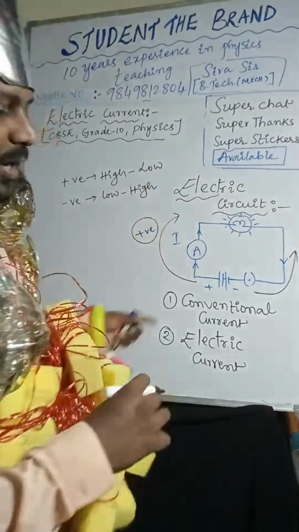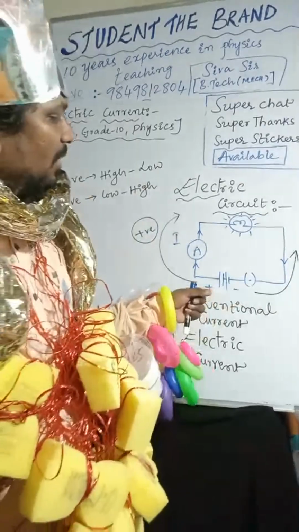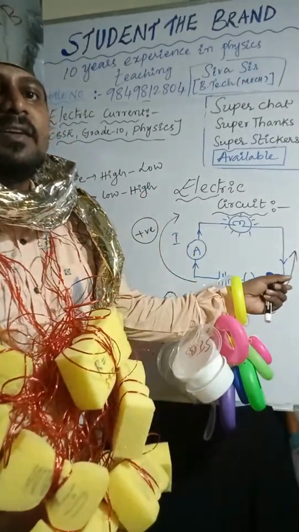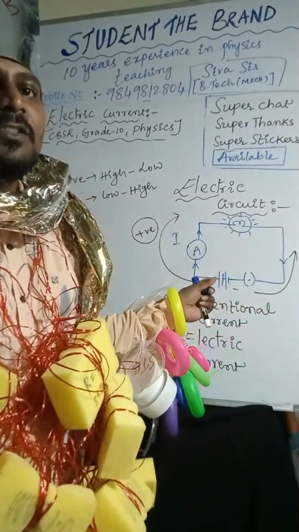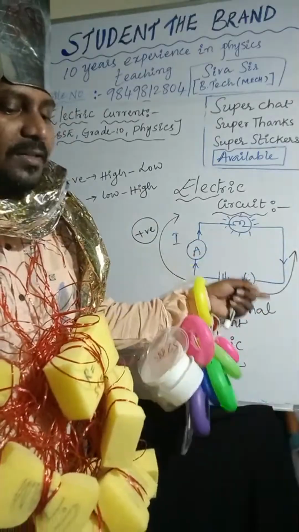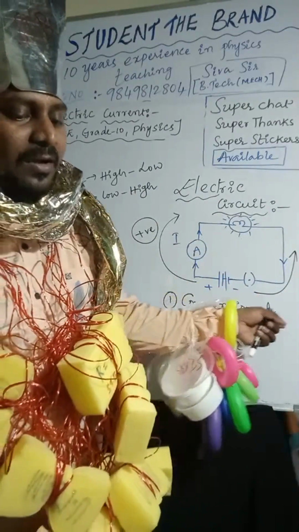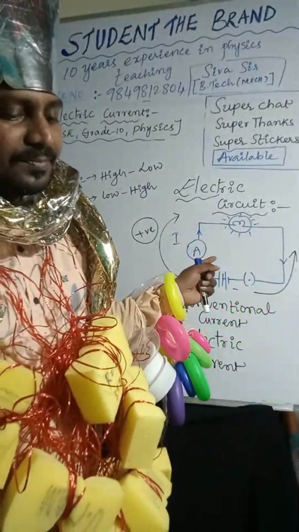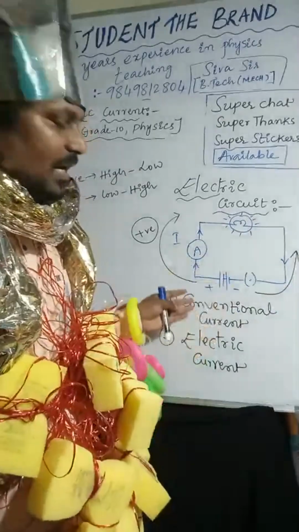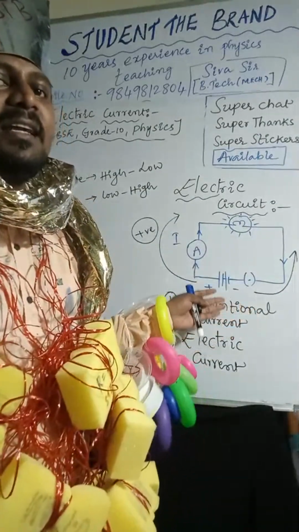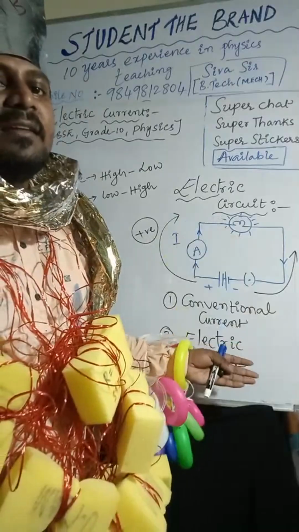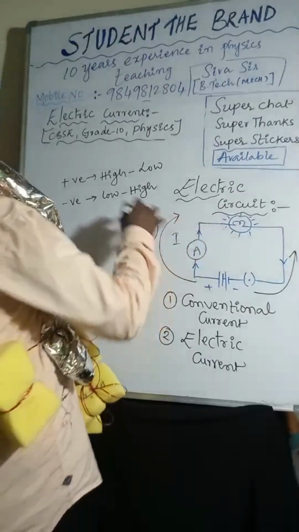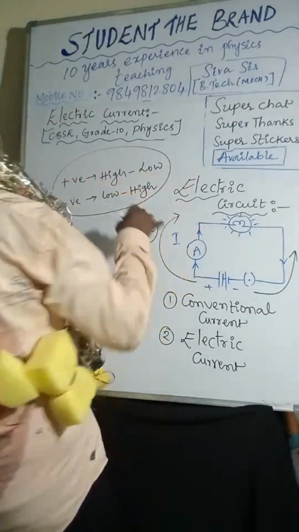Once again, positive charges will move from positive terminal to negative terminal, whereas electrons will move from negative terminal to positive terminal. Okay. So this is about conventional current. Conventional current is nothing but the flow of positive charges. Electric current is nothing but the flow of electrons.